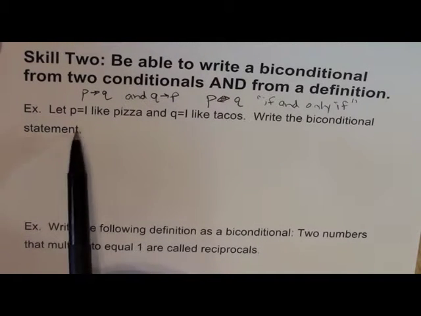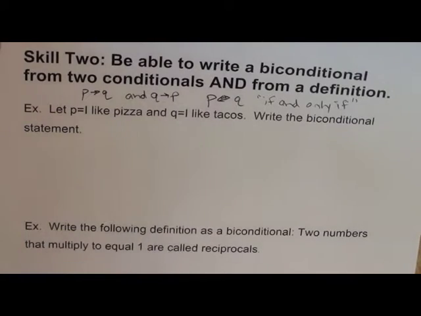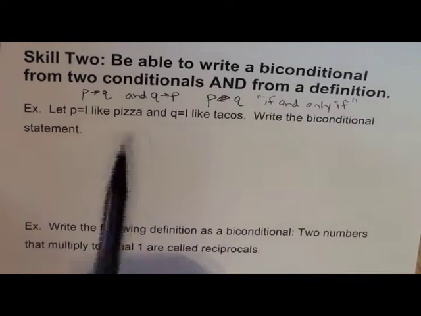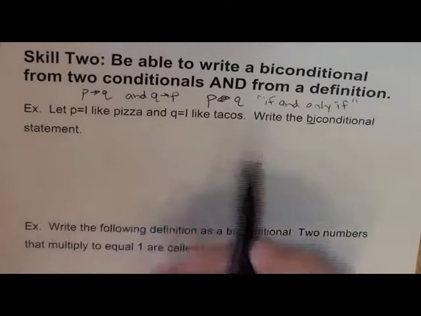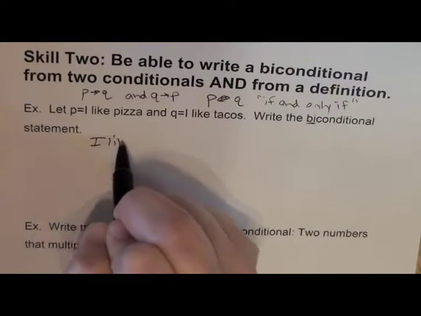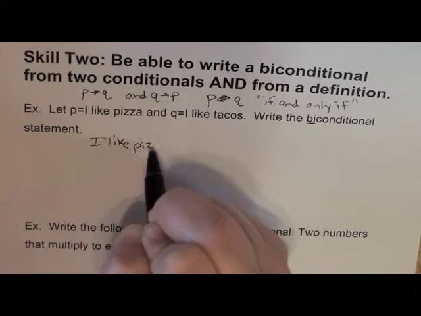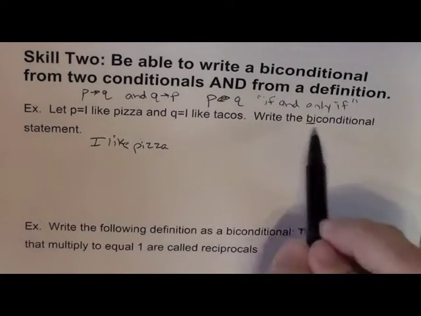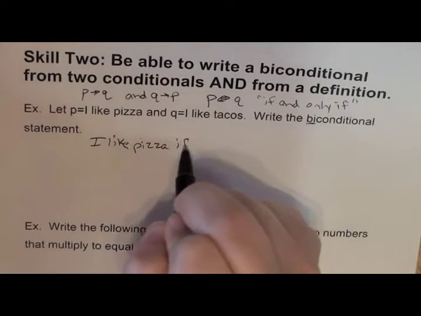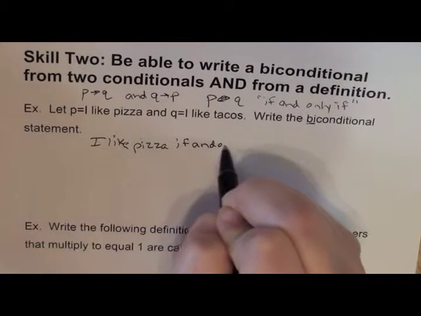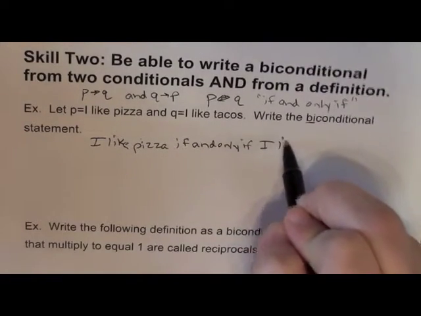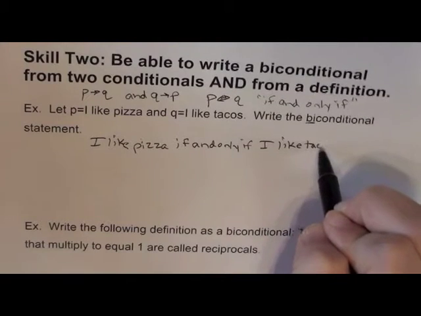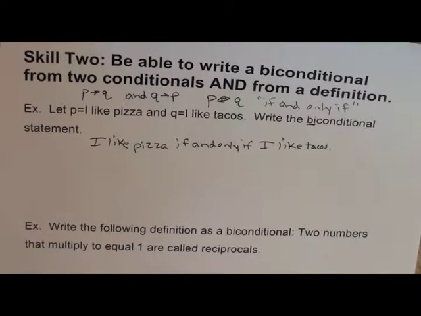So write the biconditional statement if P is I like pizza and Q is I like tacos. Well, the biconditional means two, so it's going both ways. That's an if and only if statement. P can go first, I like pizza. Now because it's a biconditional, if and only if goes in the middle. If and only if, then Q, I like tacos. I like pizza if and only if I like tacos.